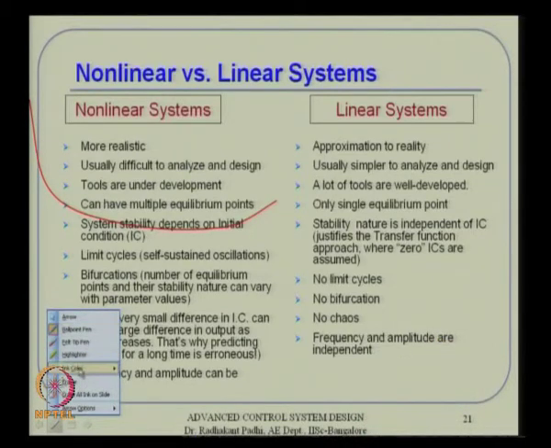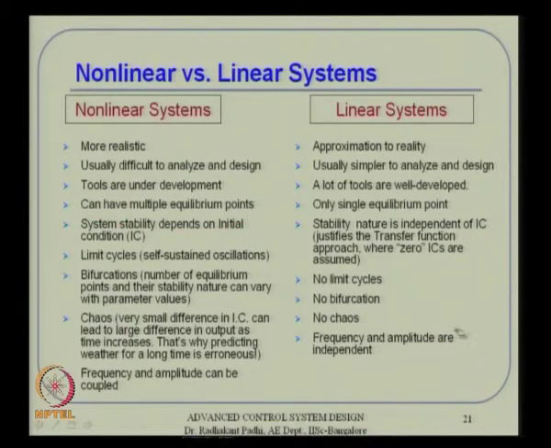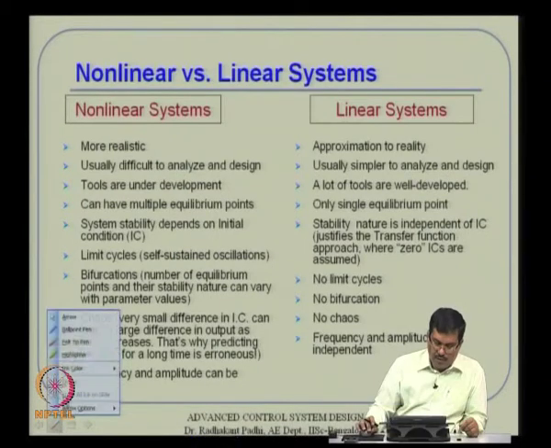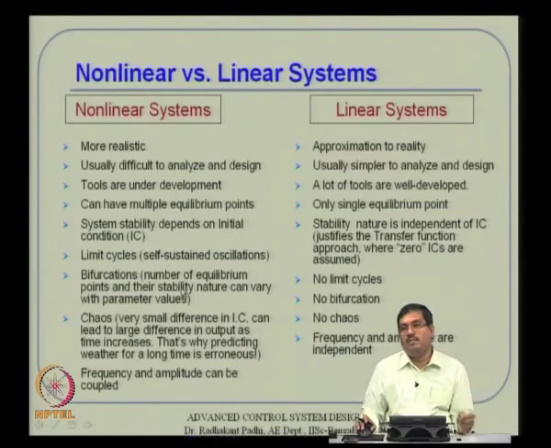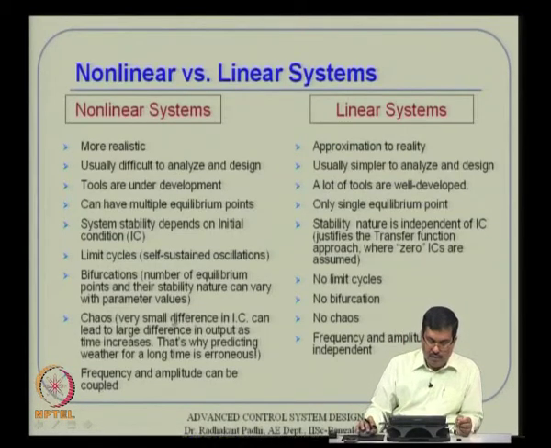Now, next is bifurcation. What is bifurcation? Essentially, the number of equilibrium points and their stability nature can vary with the parameter values. That means initially you can have just, let us say, one equilibrium point, but as the parameters vary for the system, the number of equilibrium points can vary as well.